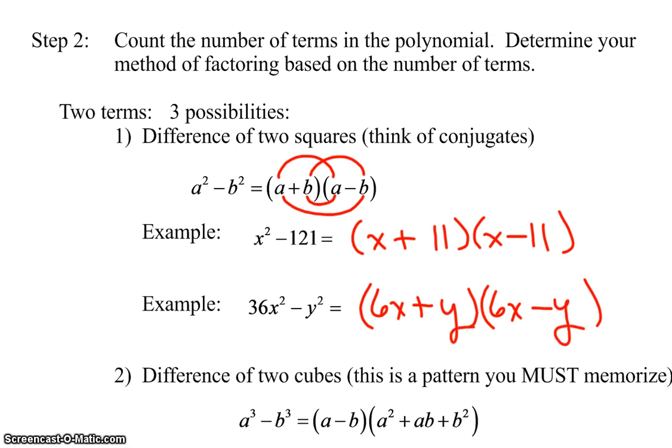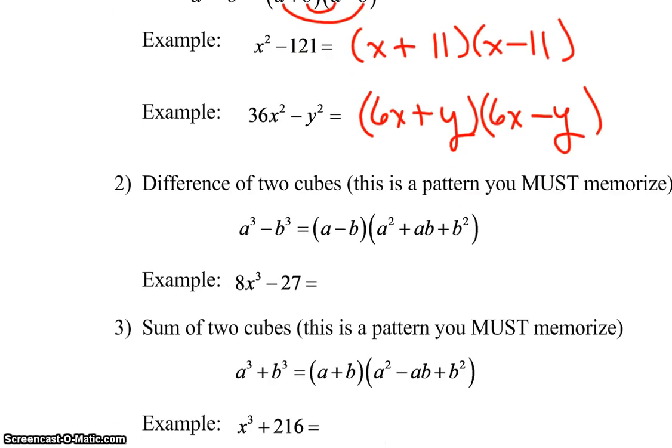The next factoring pattern is a difference of 2 cubes. Notice it starts with a difference. It has a subtraction problem. The first factor is a minus b. The second factor actually has 3 parts to it, and the reason it has 3 parts is because of this. If you multiply a times a squared, you do get a cubed. And when you multiply negative b times b squared, you do get a negative b cubed.